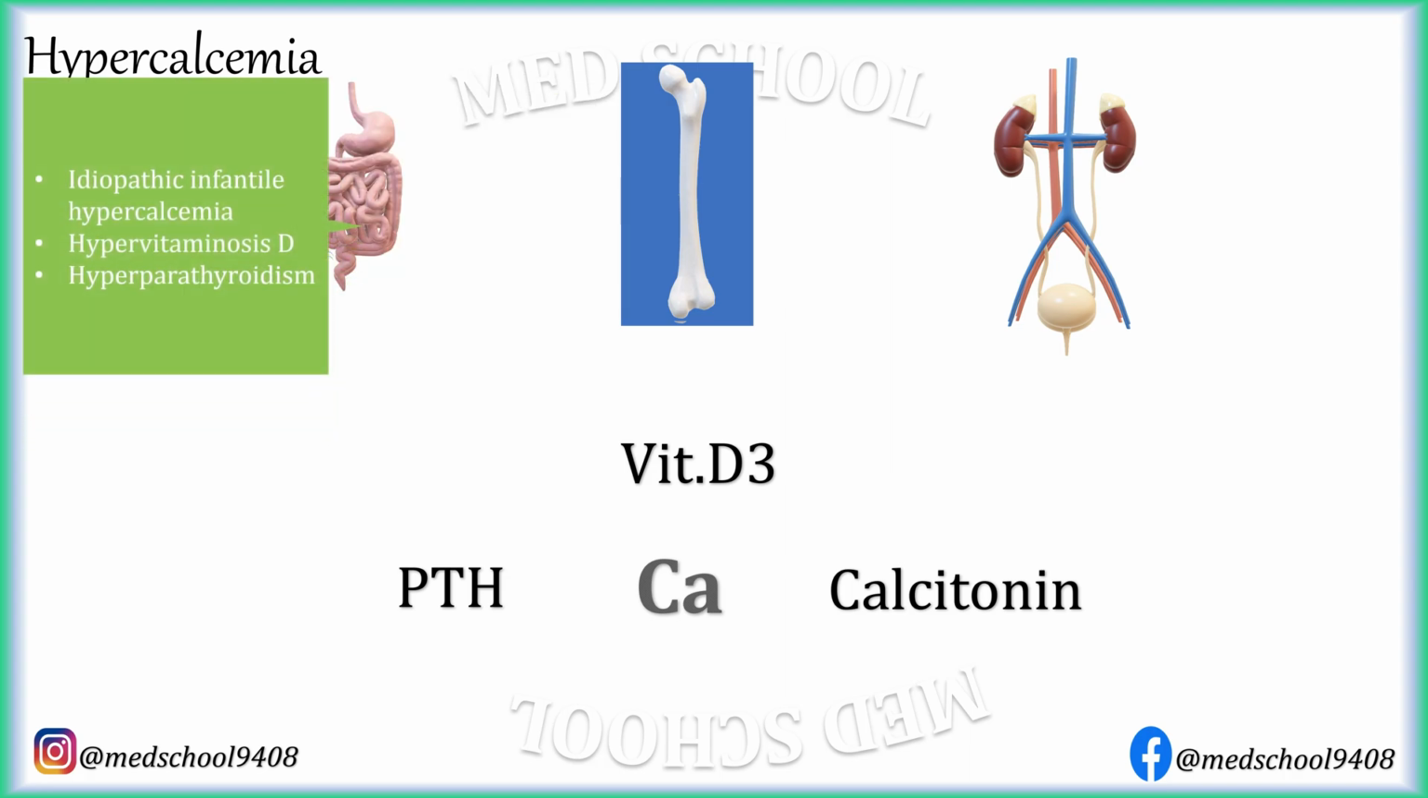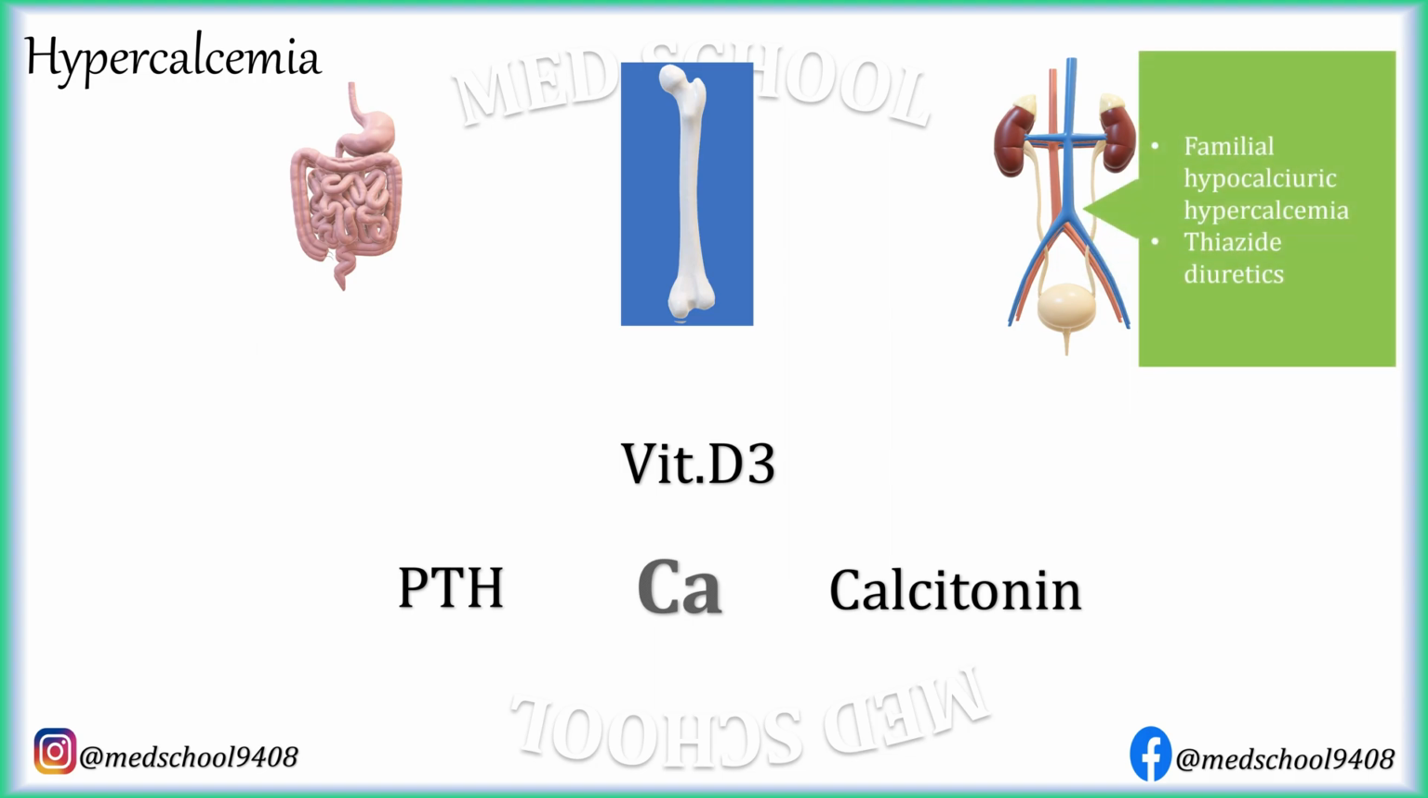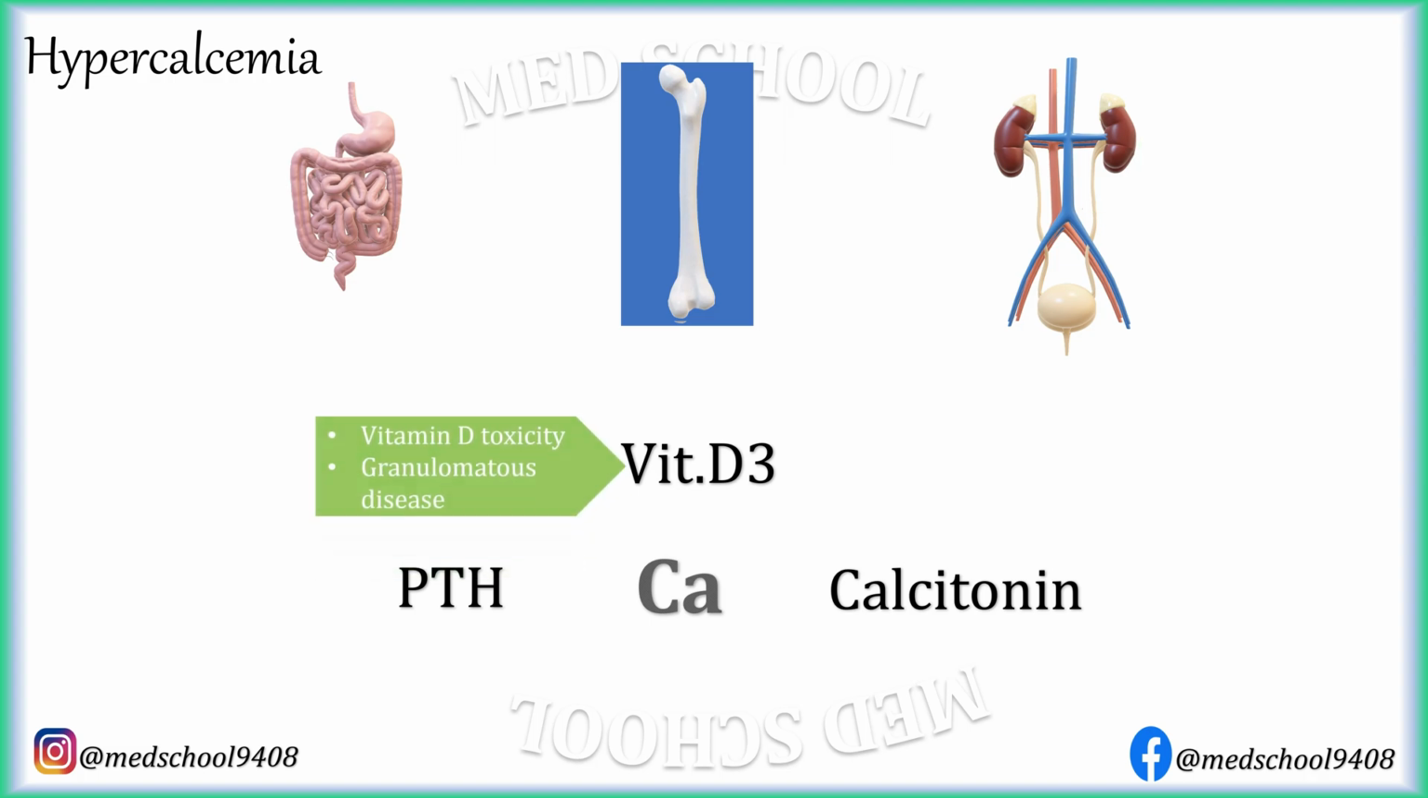Hypercalcemia can also occur due to increased absorption through intestine in familial infantile hypercalcemia, hypervitaminosis D, hyperparathyroidism, etc. Decreased calcium excretion leading to hypercalcemia occurs in familial hypocalciuric hypercalcemia, thiazide diuretic use, etc. Increased vitamin D intake or ectopic production of vitamin D as in granulomatous diseases like sarcoidosis, etc. can cause hypercalcemia.